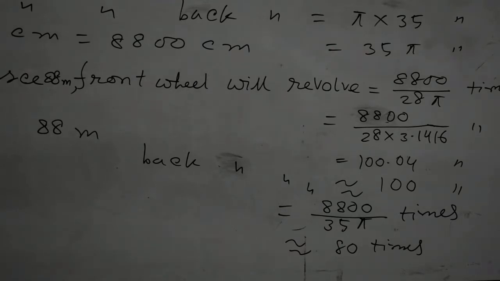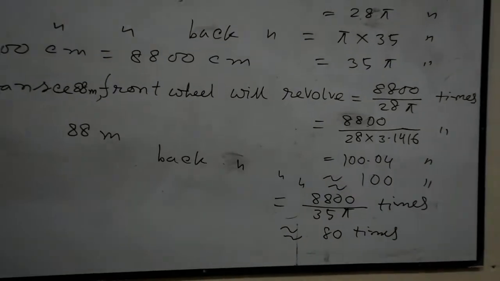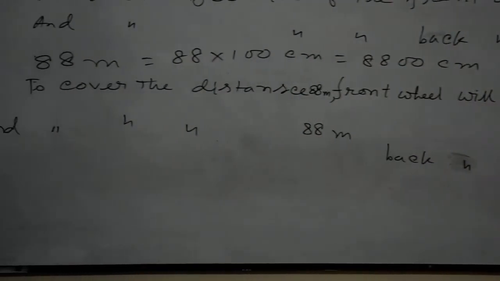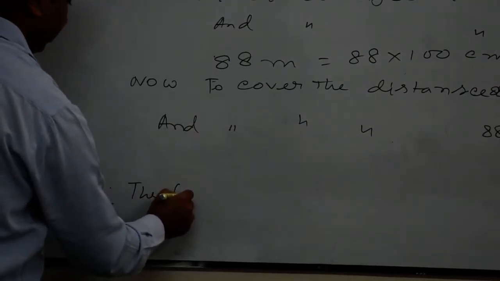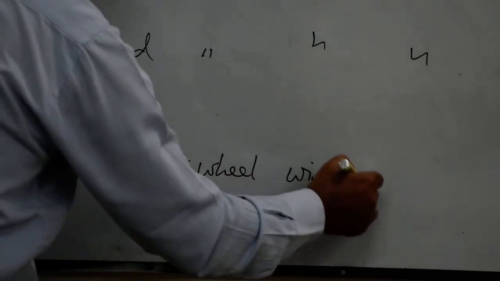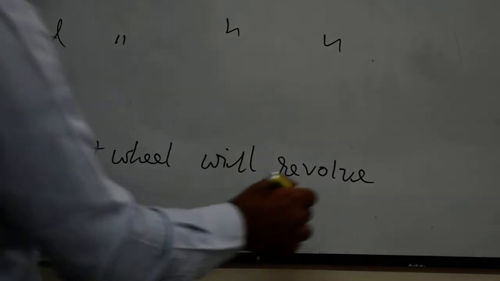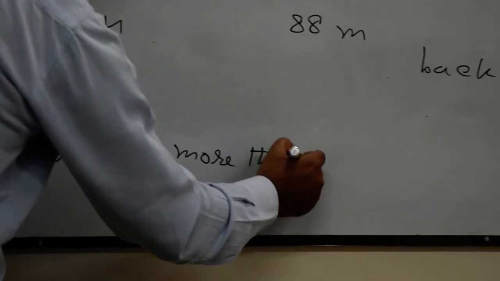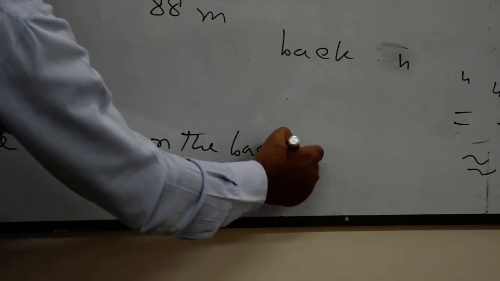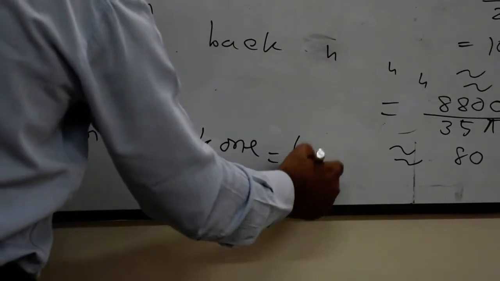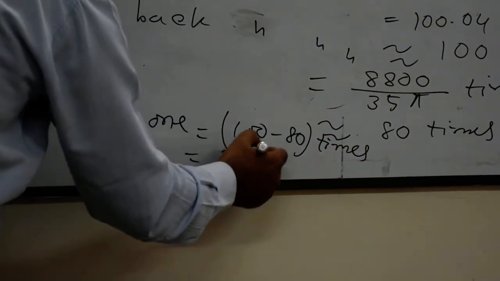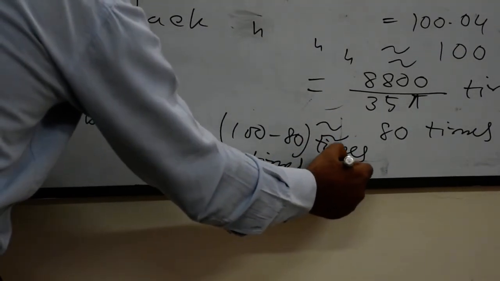So what is the question? How many times more than the back one will the front wheel revolve? Therefore, the front wheel will revolve more than the back one equal to 100 minus 80 times, equal to 20 times. That is the answer.